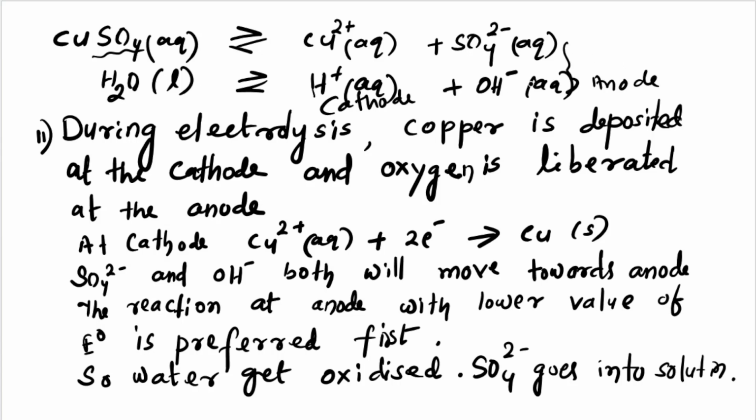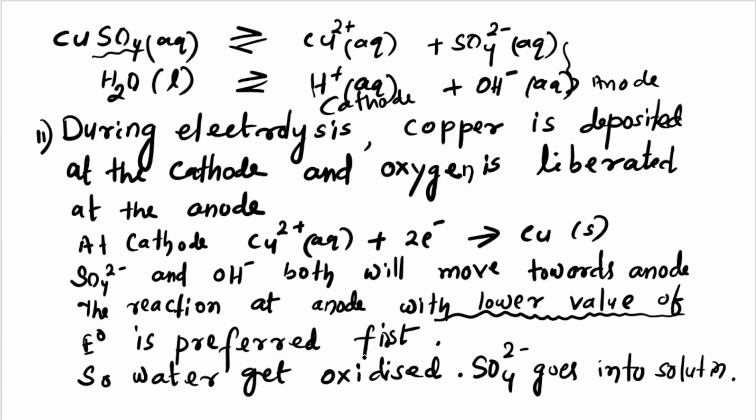During electrolysis, copper is deposited at the cathode and oxygen is liberated at the anode. Why? At the cathode, Cu2+ gains 2 electrons and changes to solid copper, since according to standard electrode potential it has the higher value, so copper comes to the cathode. SO4 2- and OH- both move towards the anode, but the reaction at the anode is very important. I have repeated this line again and again: at the cathode, the higher value is preferred first, and at the anode, the lower value of E0 is preferred first.